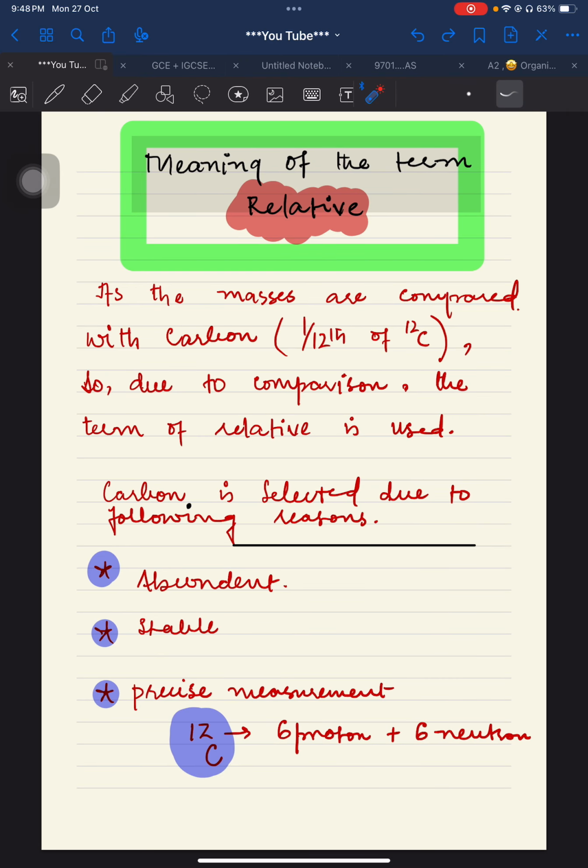What is the meaning of the term relative? Who is relative? These are our relatives. These are your relatives. No, no, please. These are not about the relative thingy. It is just a comparison. It is just to compare.